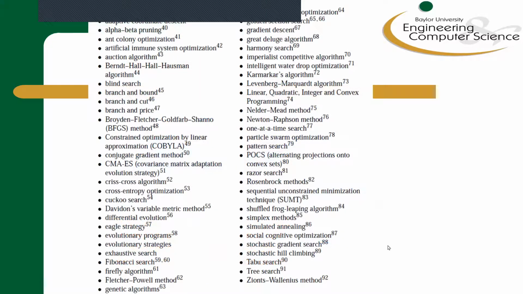Now, just to show you the different searches that you can have, I compiled a list of search techniques. Look at this: adaptive coordinate descent, alpha beta pruning, ant colony optimization, artificial immune system optimization. These are different search algorithms that you can find in the literature, and they're numerous.